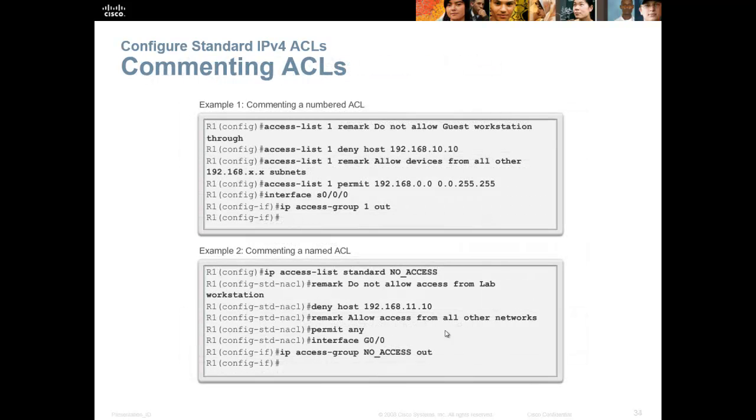All right, so commenting. So here we go. So access list 1, remark, do not allow guest workstation through. And then access list 1, deny this. And then access list 1, remark, allow devices from all other networks. So access list 1, permit the other network. Then go to the interface and then IP access group 1, apply this outgoing to the interface.